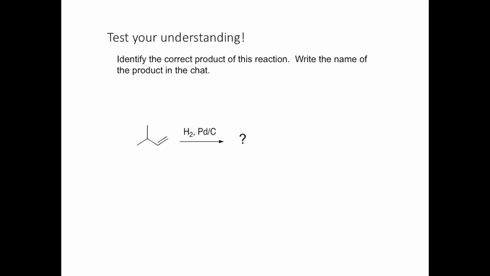If you reacted this alkene with hydrogen and palladium, so palladium is the catalyst, Pd over C means it's palladium on carbon, what product would you get? Draw out the product, name it, and put the name in the chat.